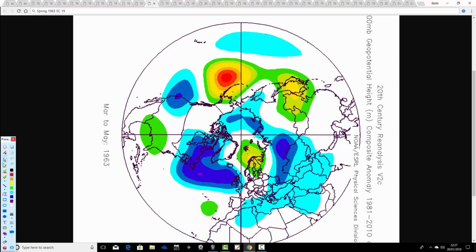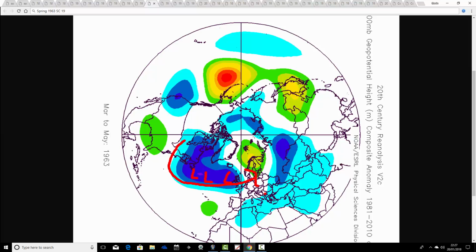This is the spring of 1963, following the brutal winter of 62-63. Of course, we find that we go into an Atlantic-driven spring. So, after all of those cold easterly and northerly winds through the winter, the spring of 1963 went westerly. And obviously, it would have thawed things out and turned them milder. And that is indeed what happened.